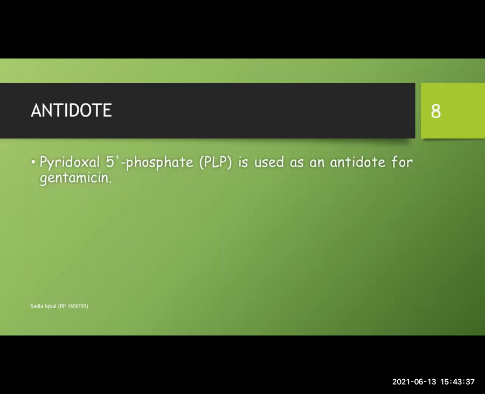In the case of gentamicin overdose or gentamicin toxicity, pyridoxal 5' phosphate is used as an antidote. It is basically an active form of vitamin B6. It is used as an antidote because it readily complexes with a wide variety of potentially toxic substances, including gentamicin.